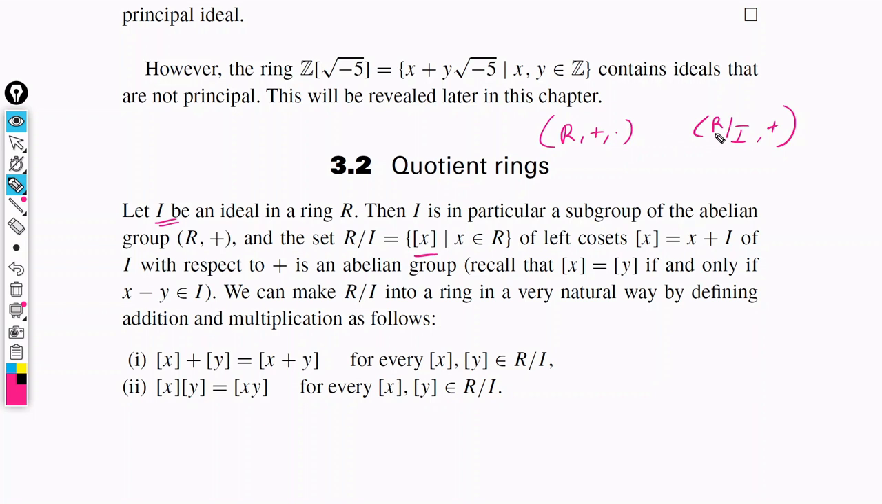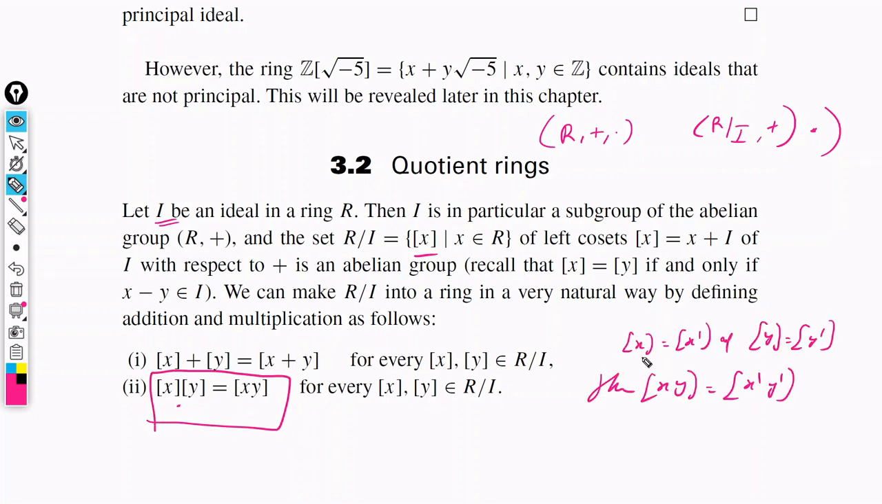Since R is abelian, this R by I is also abelian under this operation, right? Because coset y plus coset x is equal to the coset corresponding to y plus x, and x plus y and y plus x are the same since R is abelian. So to construct a quotient ring, we have to define one more operation on this set. That is defined like this: coset x into coset y is equal to coset corresponding to xy. Next, we have to show that this definition is well defined.